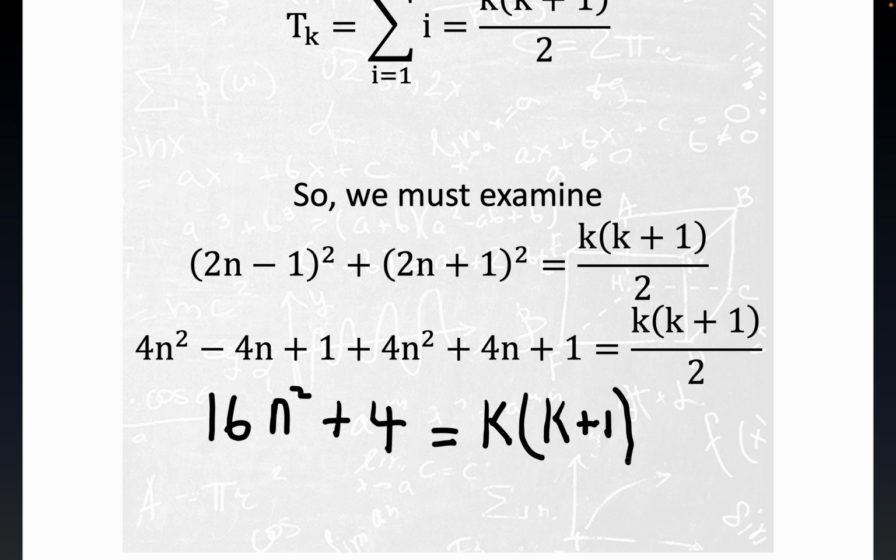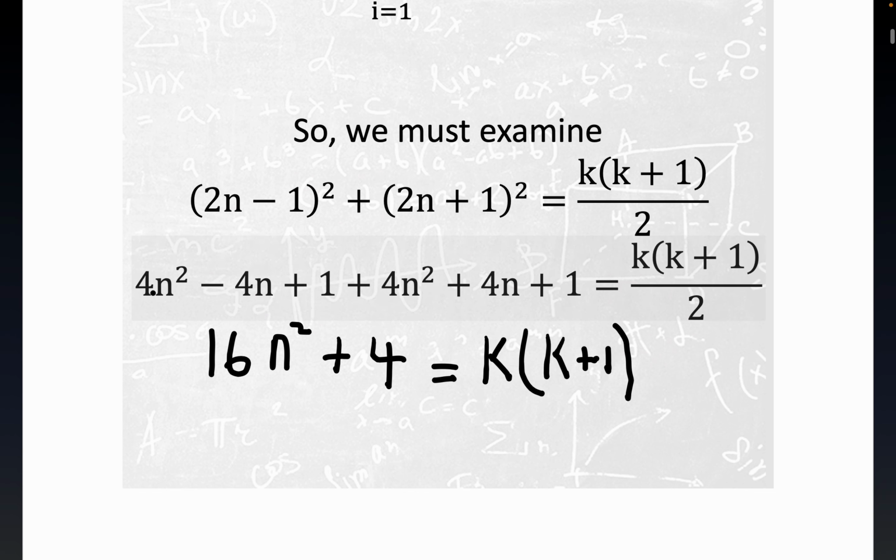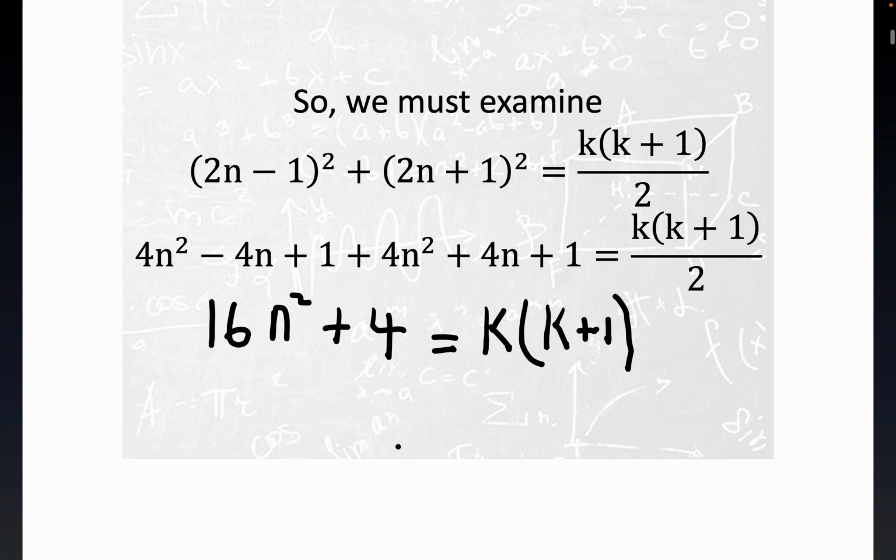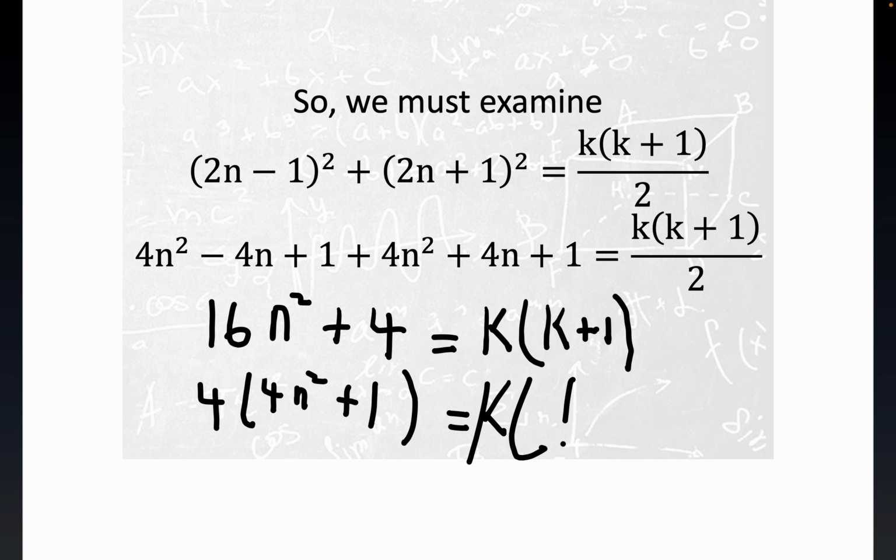Okay, now we can do a little bit more. And again, folks, just check me on the algebra. 4n squared plus 4n squared is 8n squared. 1 plus 1 is 2, but when you multiply by 2, you get this. And then you have something that's a little bit more manageable. Notice that we can take a 4 out. So you'd have 4 times 4n squared plus 1 equals k times k plus 1.